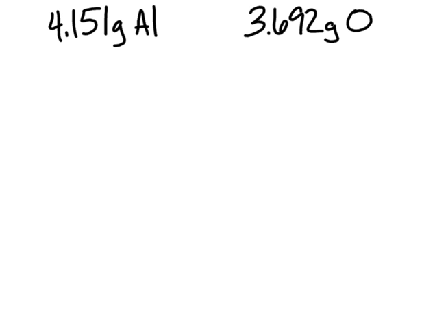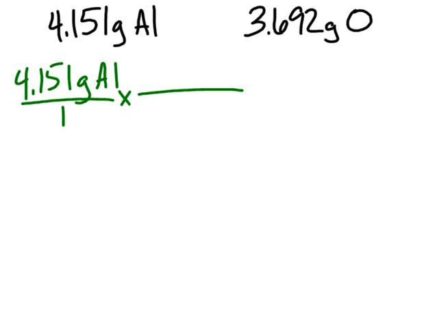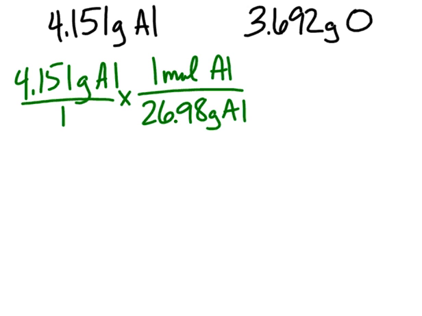We have first 4.151 grams of aluminum. Put that over 1. I want to get to moles, so I would use molar mass. Molar mass of aluminum is 26.98 grams of aluminum for every 1 mole of aluminum. Okay, and that answer is 0.1539 moles of aluminum.